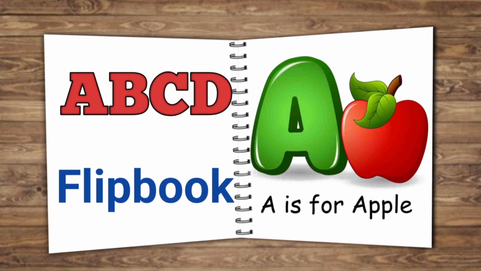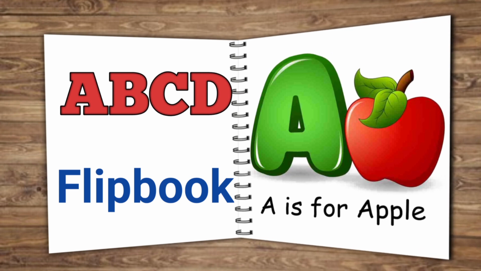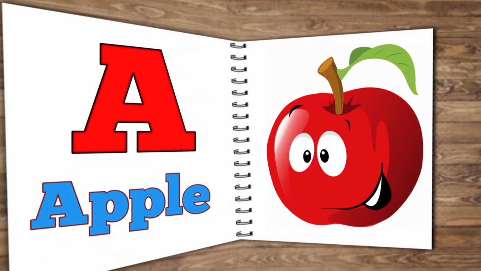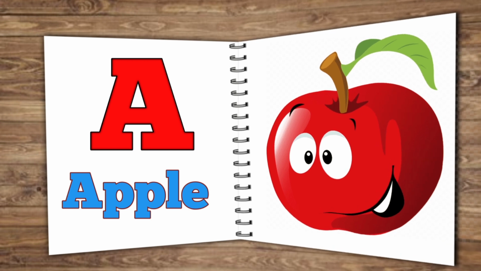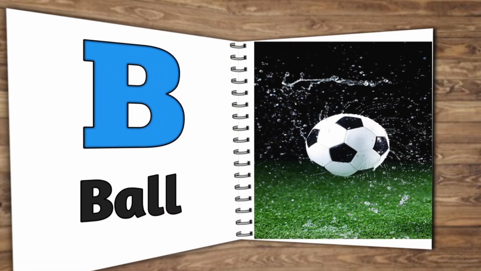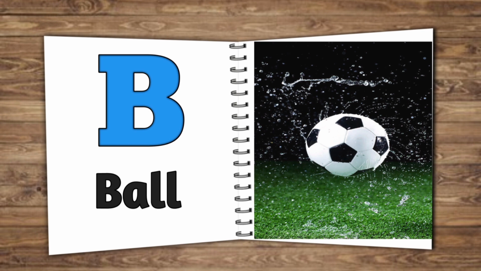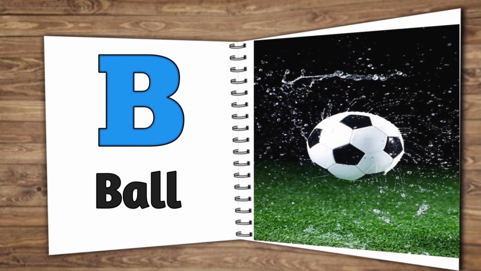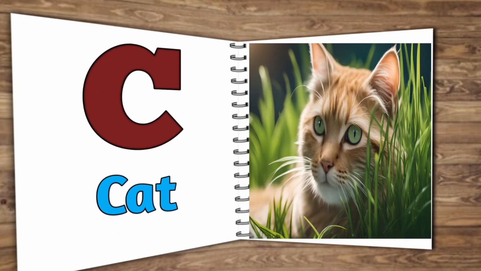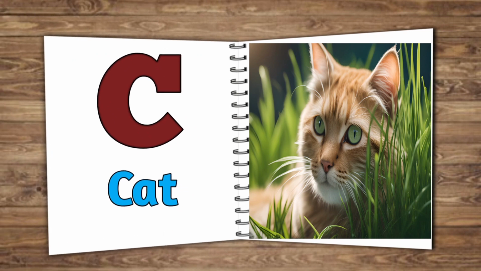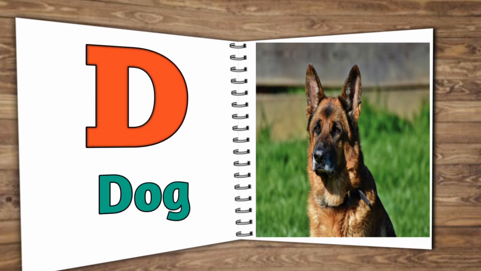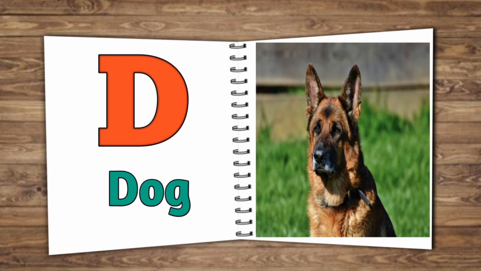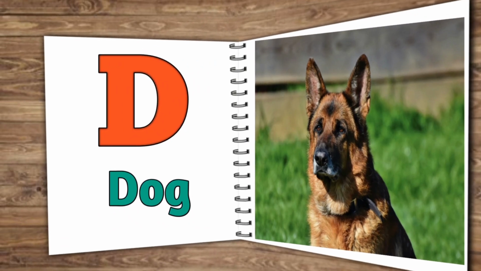In this video, we will learn ABCD through flipbook. A for apple. B for ball. C for cat. D for dog.